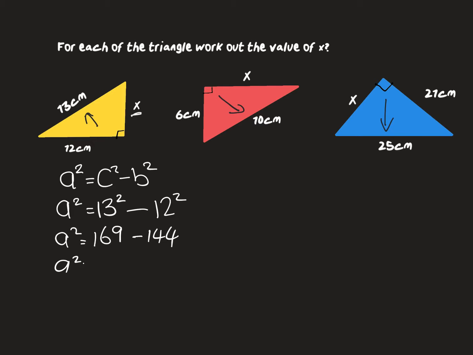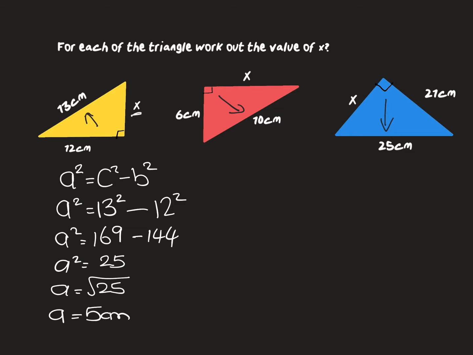Now we need to take those away. The only thing we've done differently so far is the taking away. Everything else, we've squared our numbers and we're now going to take them away. So 169, take away 144, gives us an answer of 25. Now to find a, we're going to need to take the square root of 25. The square root of 25 is 5, because 5 times 5 is 25. So that's 5 centimetres. Okay, so I want you to pause the video now and try using this first example that I've given you to solve the red and the blue triangle.